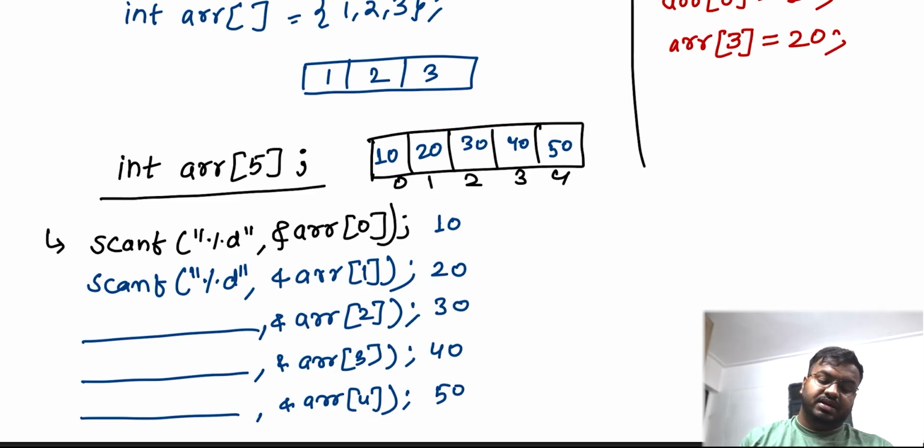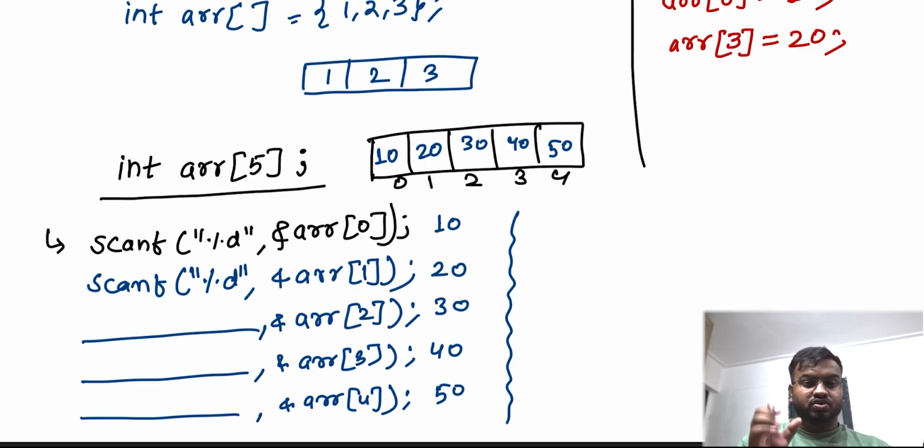Now again, we are repeating our code a number of times. If we have to take input for an array of 1000 entries, what are we going to do? Are we going to write 1000 scanf statements? Is this practical? No. We have discussed the point that you can use loops on arrays very efficiently.